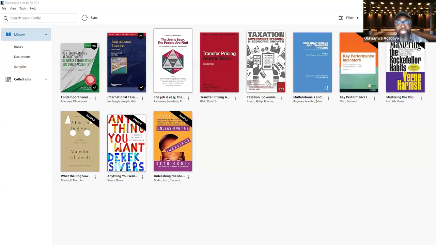As I've said earlier, you can see on your screen my Kindle account. In that Kindle account, you can see the material we are adopting for all of our discussions, which is Contemporaneous Accounting for Business Combination, and all of what is required, you will have access to as we move on in the course of this discussion.